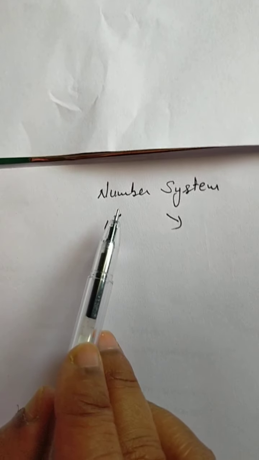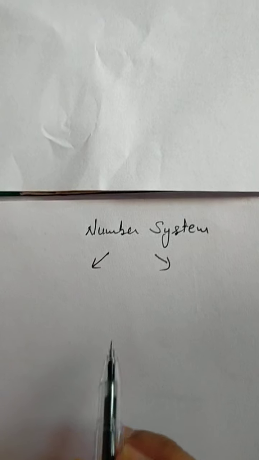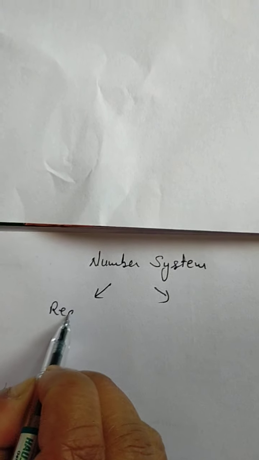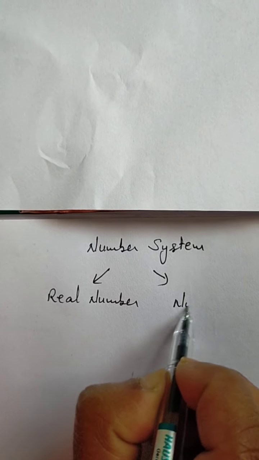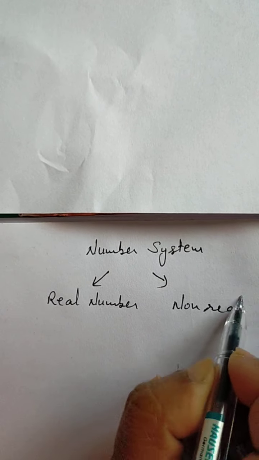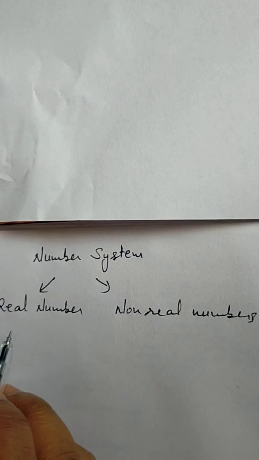Hello students, today we will start with the chapter Number System, class 9. In number system, the numbers are divided into two categories, real numbers and non-real numbers. And up to 10th class we have to study only real numbers.